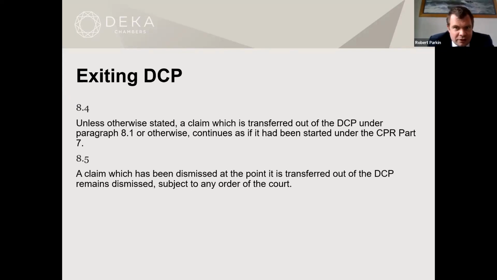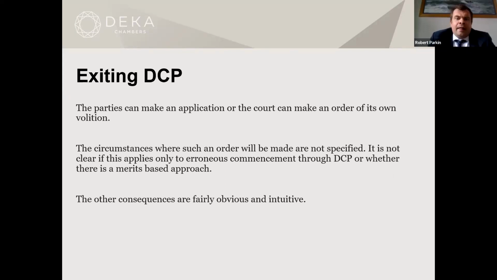Fairly self-explanatory, I suggest. So let's just break that down. The parties can make an application, or the court can make an order of its own volition taking the claim out of the DCP. There are no specified circumstances in which this will happen. It's not clear to me, at least, whether this applies only to erroneous commencement through the DCP, or whether there's some sort of merits-based approach. Certain types of cases are seen as not suitable for DCP, even though they're eligible. I don't know. It's not been specified.